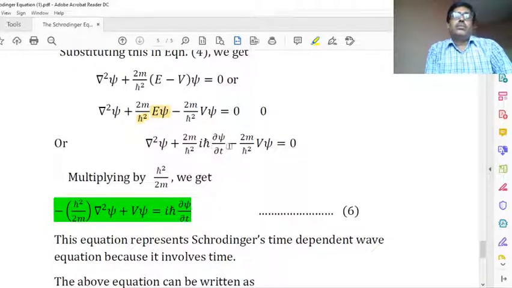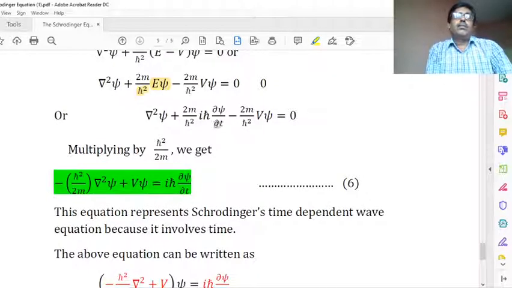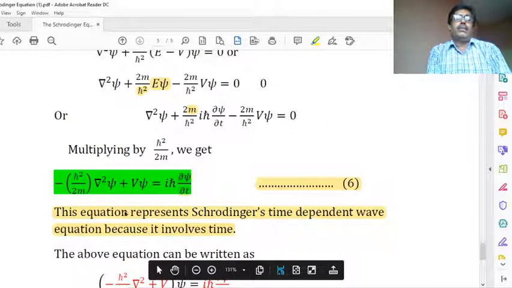Now what is going on here? See here, this i h cross del psi by del t is here. V psi is here. Why? Because 2m by h cross square, 2m by h cross square, actually we try to cancel in this term. So we multiply by h cross square by 2m throughout. Then h cross square by 2m will appear here and this will disappear, this will disappear. Now we arrange this and we get this equation, which represents the Schrodinger time dependent equation because it involves time.